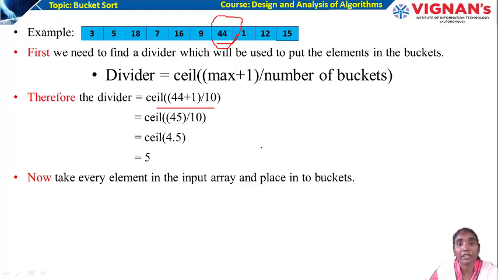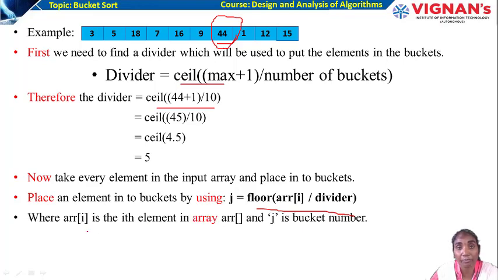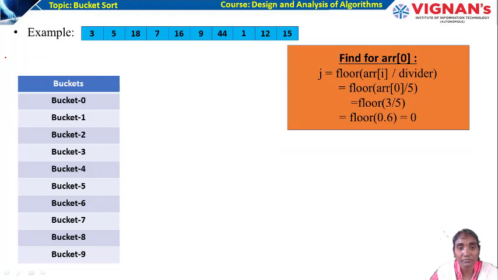Every element in the input array we have to take and place in a bucket. Before placing it, we have to divide by the divider. So, we place an element into the buckets using the formula j is equal to floor of array of i by divider. In the divider we used CEIL, whereas for placing the element into the bucket we use floor. Here array of i is the ith element in the array and j is the bucket number.